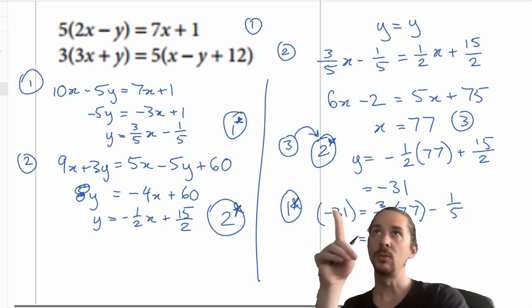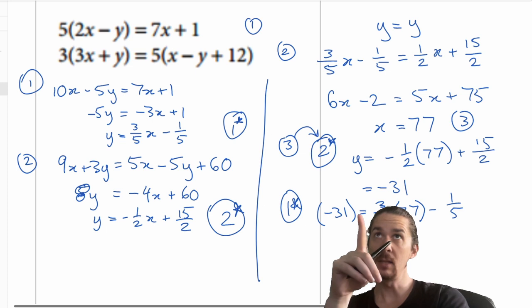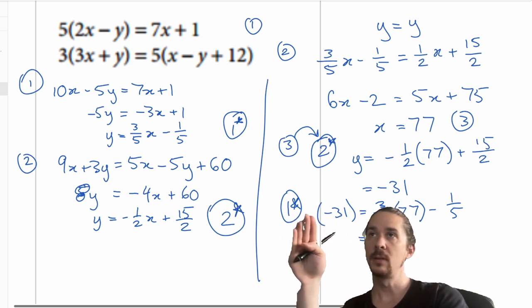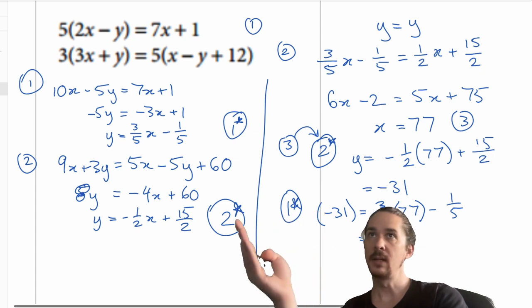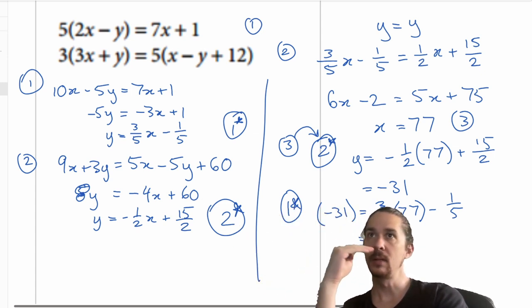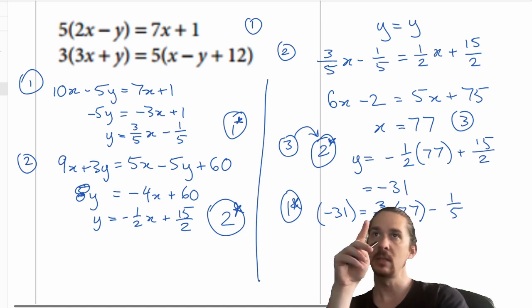Okay, for 2 star, let's see. So 9x plus 3y equals 5x minus 5y plus 60. 5 times 12 is 60. Good. So then add 5y to both sides. We get 8y on the left. Subtract 9x from both sides. We get negative 4x on the right plus 60. Divide by 8. Negative 1/2 x plus 15 on 2, because 8 times 7.5 is 60.